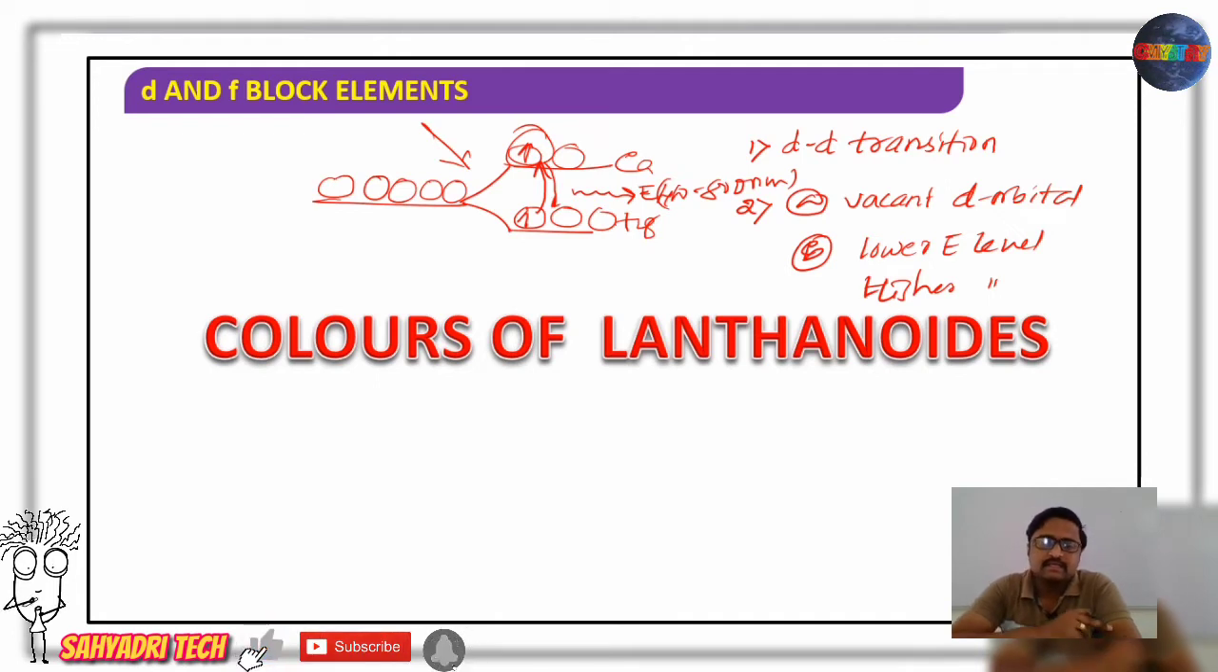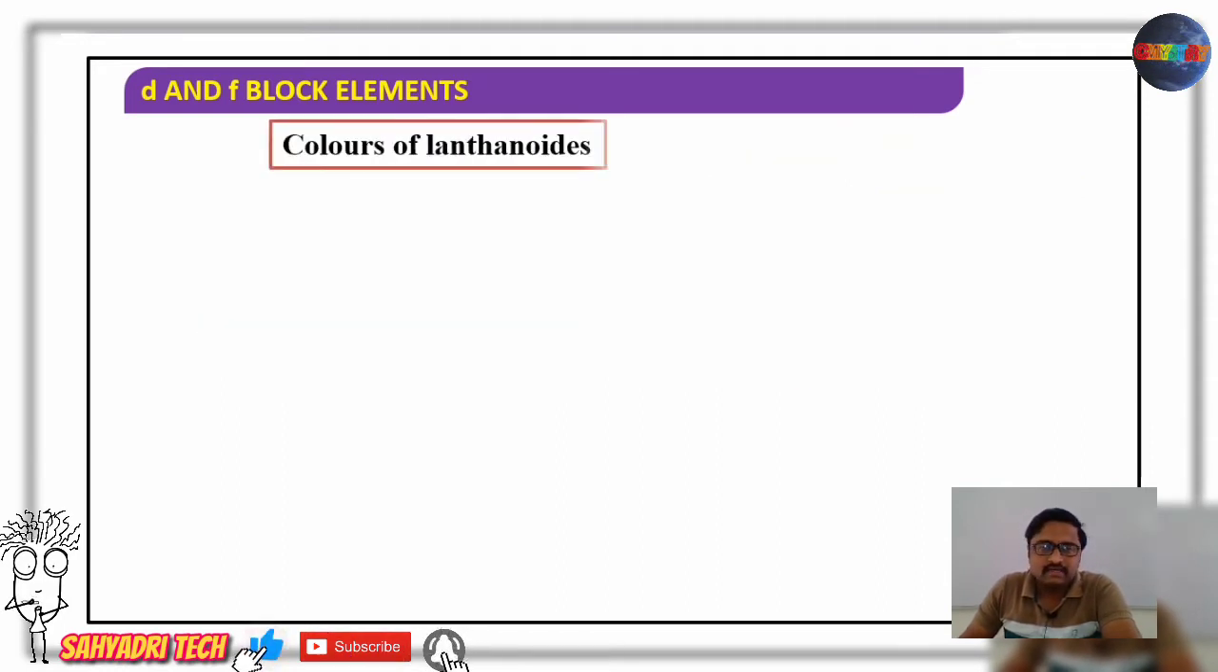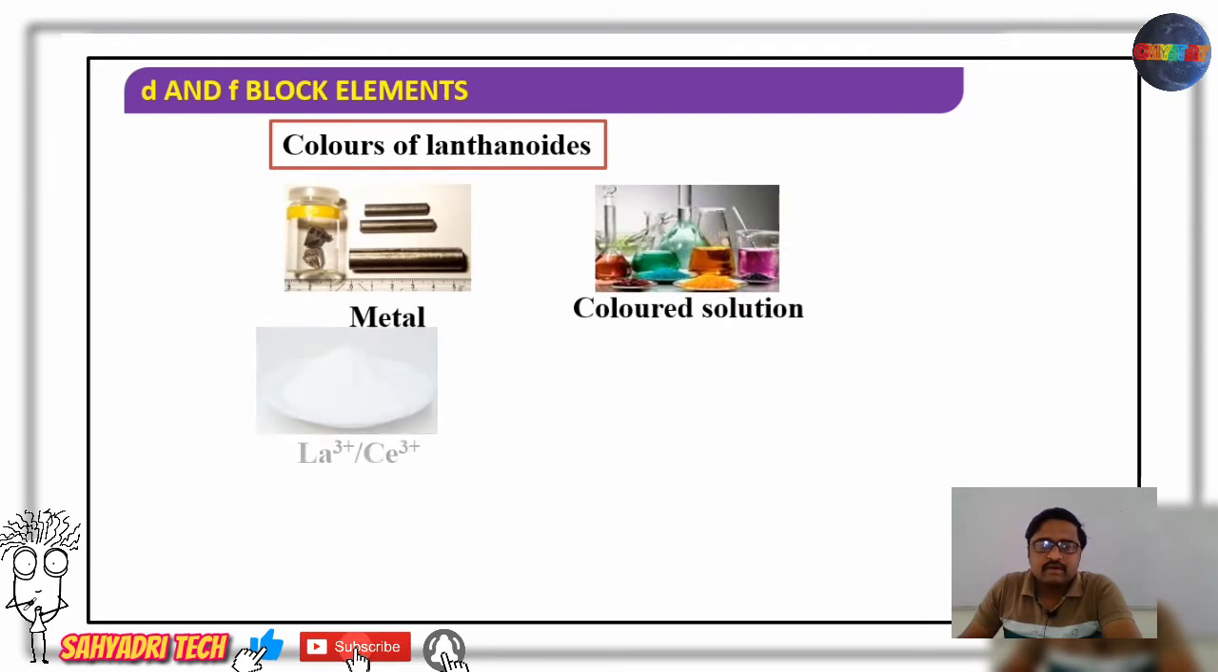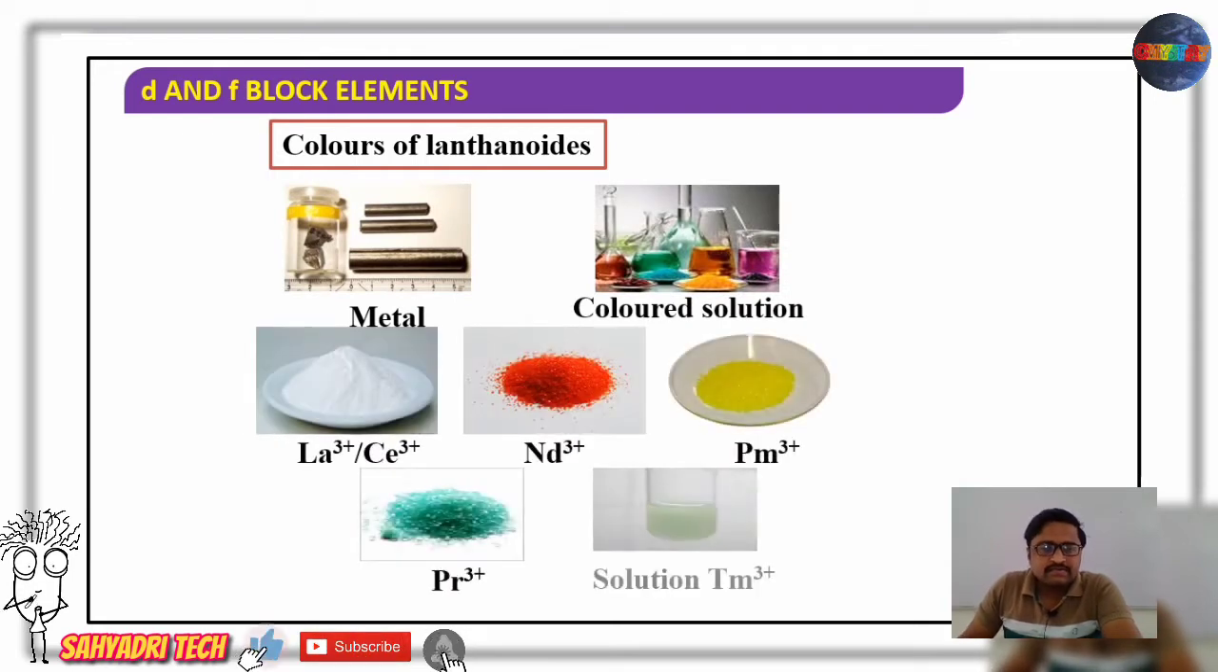Now similarly, let us consider the colors of lanthanides. Before that, consider lanthanum 3 plus and cerium 3 plus compounds. If I consider lanthanum and cerium compounds in their plus 3 oxidation state, how do they appear? They appear white, which means they are colorless substances.